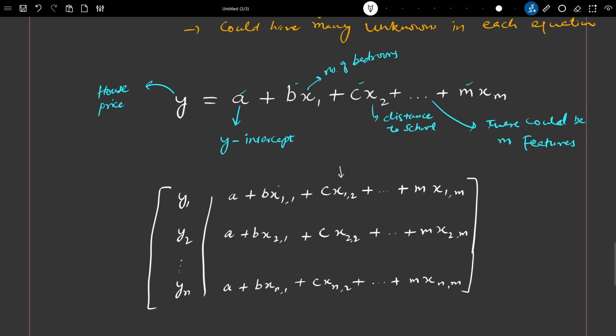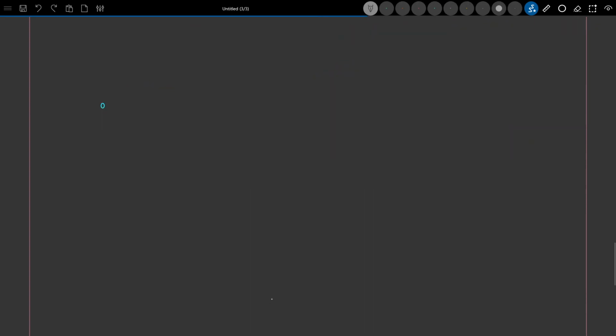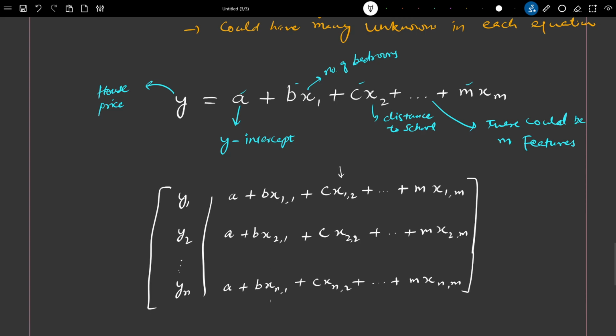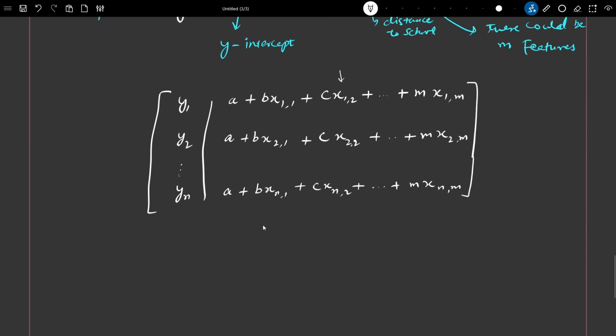And similarly, we have the number of bedrooms for house number one, house number two, all the way to the nth house. And also similarly, we have this for the second house and the nth house, all the way through our mth feature. So this is the mth feature, we have all the data here. Okay. So this is how we can represent the data.